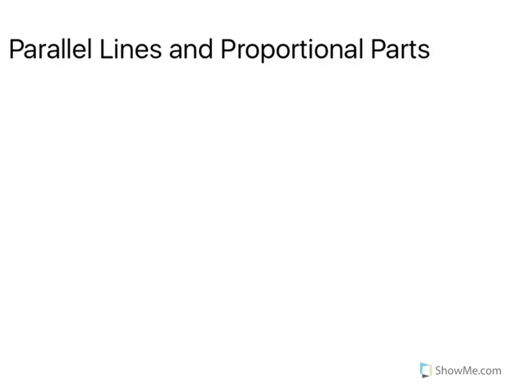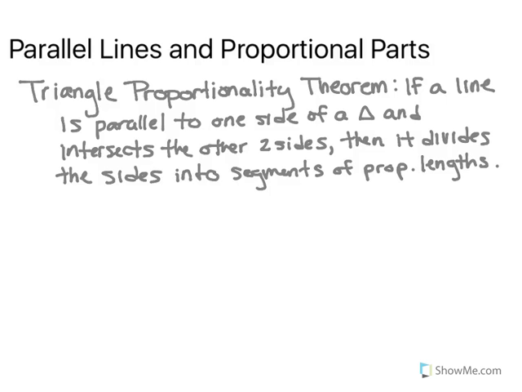In this video, we're going to talk about parallel lines and proportional parts. So the theorem that we're mainly going to talk about here is the Triangle Proportionality Theorem. It says if a line is parallel to one side of a triangle and it intersects the other two sides, then it divides the sides into segments of proportional lengths. So here's a quick picture to show you what this is trying to say.